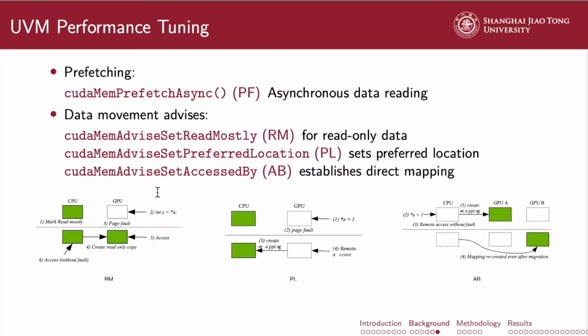And to help developers do fine performance tuning, CUDA provides some APIs. They are prefetching and data movement advices. Prefetching asynchronously fetches data beforehand, while the advices tell the driver what the access pattern of the data is. For example, it is read-only data, or mostly accessed by one device, or moves between devices frequently. This helps the memory manager to better arrange the data.